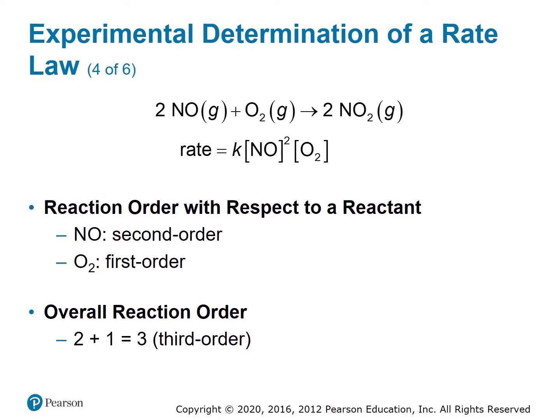Let's recap what we just figured out. The rate depends on both the square of the NO concentration as well as the O2 concentration raised just to the first power. Reactions are often categorized by what's called their reaction order with respect to any of the reactants. The exponent of 2 means that the reaction is said to be second order with respect to NO concentration, and the exponent of 1 means that the reaction is first order with respect to O2 concentration. The overall order is given by the sum of these exponents. 2 plus 1 is 3, so this is a third order reaction overall.